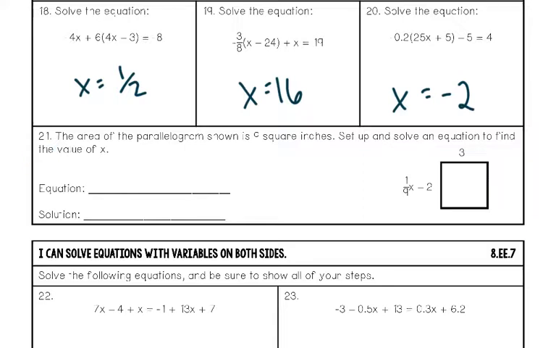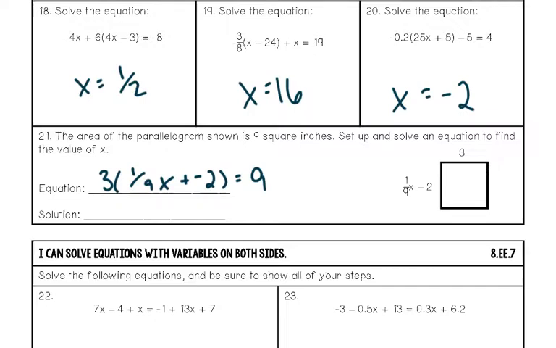Let's look at number 21. It says the area of the parallelogram shown is 9 square inches. So the area means length times width. So this times this gave us 9 square inches. Set up and solve an equation to find the value of x. This is my equation because this times this gave us this. Then it says my solution means that I'm going to solve this out.